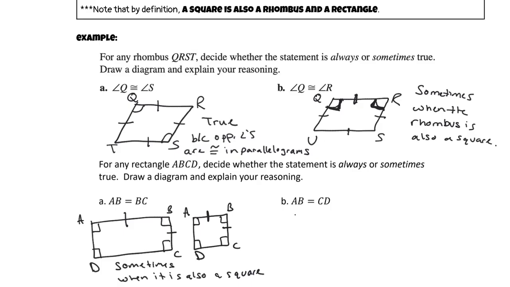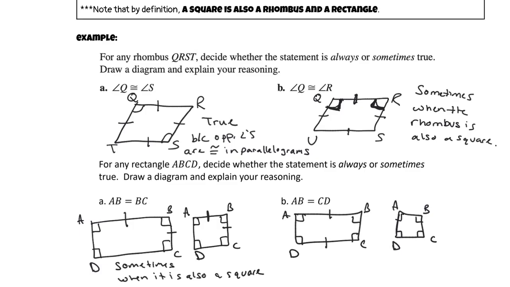Okay? So using those same two pictures, we're going to look at AB and CD. Right? Again, the definition of a rectangle is it's a parallelogram with four right angles. Technically, a square is a rectangle. So, is it always or sometimes true that AB is equal to CD? Since they're opposite of each other, we're going to say always. Okay? That's because opposite sides are congruent in every parallelogram.